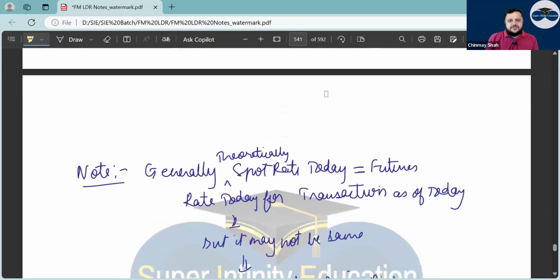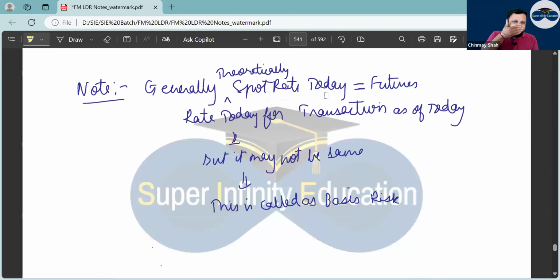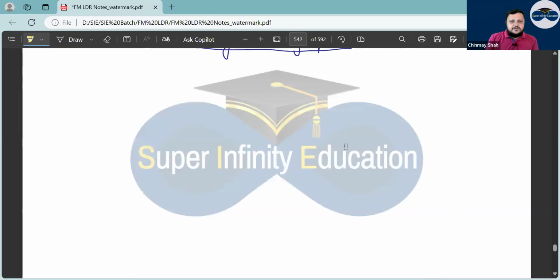Generally, theoretically, the spot rate today is equal to the future, but there is a basis risk. This is also called basis risk. Where futures and spot are not at the same level, that also means there is a basis risk. Spot is based on some other basis and future is based on some other basis. Generally, they should be based on the same basis, but at times it may so happen they both have different bases, correct? That is there.